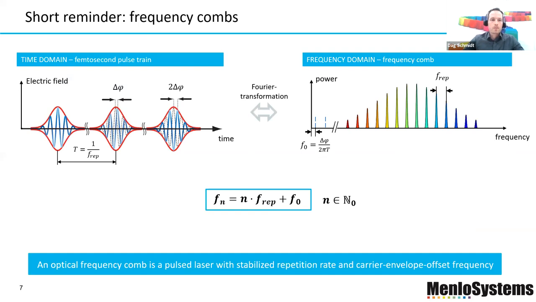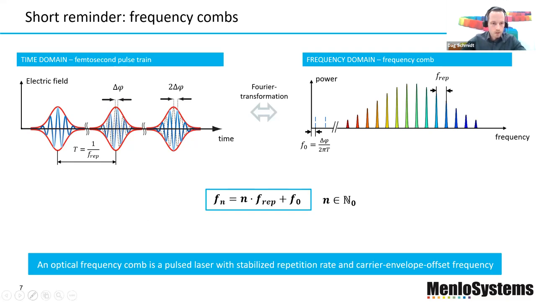So a short reminder, the frequency comb itself, as we have seen in the first webinar, in the time domain, this is a femtosecond pulse train here, the electric field. Over time, you can see here between the pulses, there's a time T, which is the inverse of the repetition rate. And there is a phase shift in between the carrier and the envelope, which is delta phi. And from this phase shift, there results an offset frequency in the spectrum. So in the frequency domain, we have the frequency comb spectrum, which is totally defined by two parameters, the repetition rate and the offset frequency.